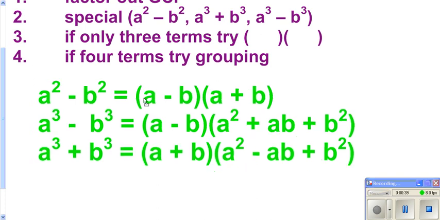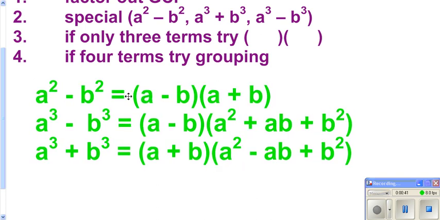Also, just as a quick review here, the top one is how you factor differences of squares. Next one is how you factor differences of cubes. And the bottom one is how you factor sum of cubes. You should have seen these before in a prior math class, but they're here as a refresher for you.